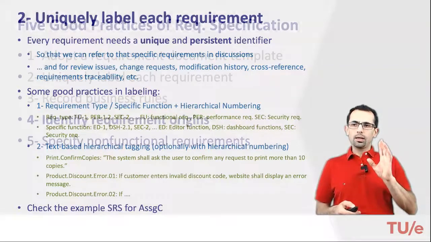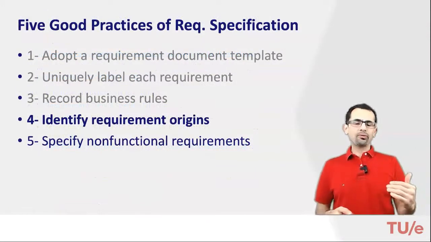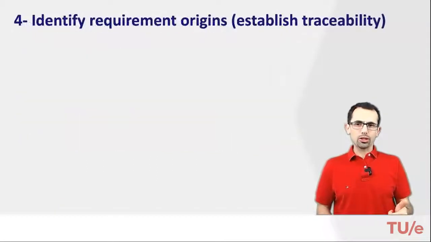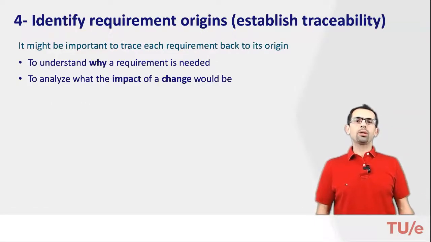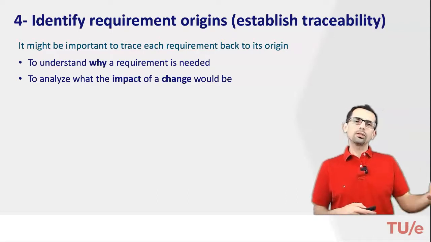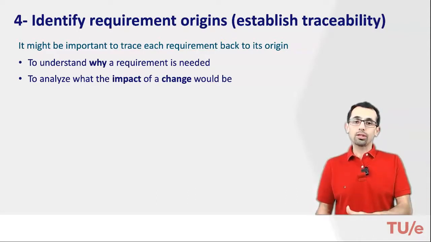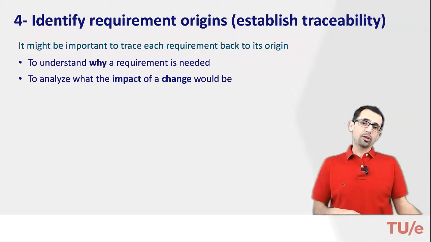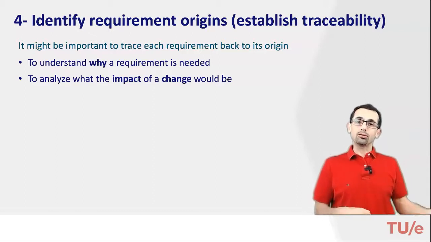Okay, 5 good practices of requirement specification. I skipped the third one. Take a look at it in the handouts. Identifying requirements origins, which means in fact establishing traceability. It is important, or let's say under certain conditions it might be important, to trace each requirement back to its origins to understand why a requirement was needed in the first place, and also to analyze what the impact of change would be later on.